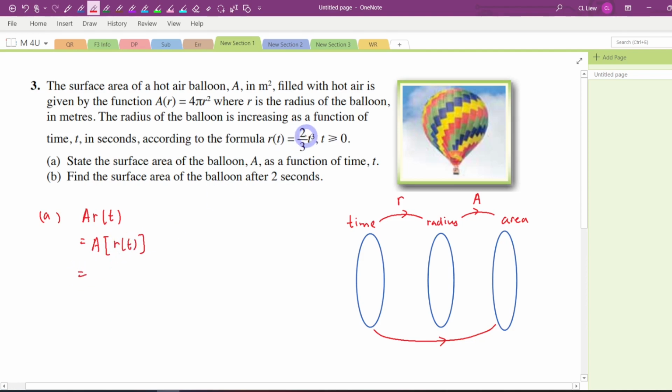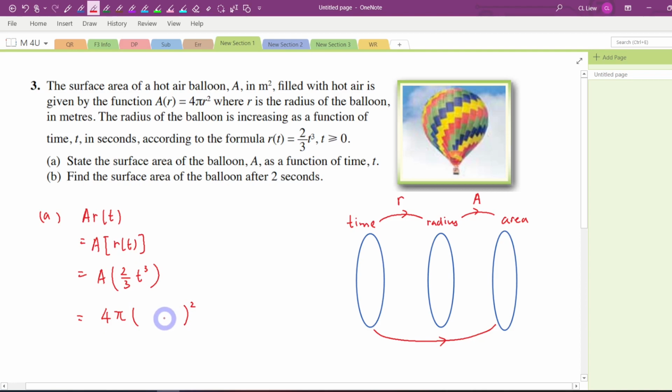Now, let us focus on the first function first, which is r of t. This one we just copy from the question. This is 2 over 3 times t power 3. Okay, now the second part you need to be more careful. Now we are going for the second function, which is a. So 4 pi r squared. So inside the parentheses, if this is r, we write r over here. If this is 2, we write 2 over here. So for the next part, I'm going to replace the r by a parenthesis first. So 4 pi r squared.